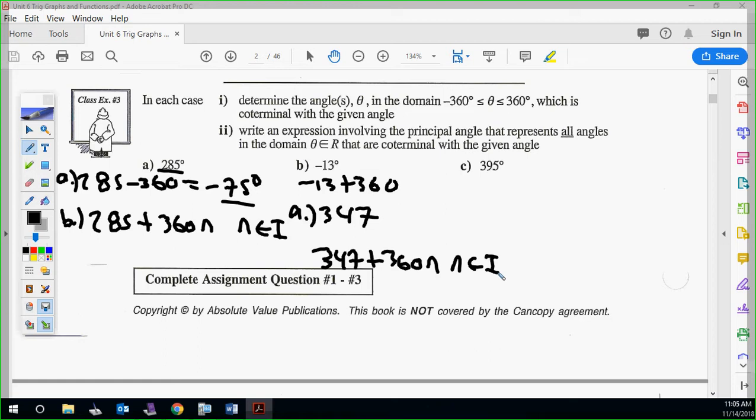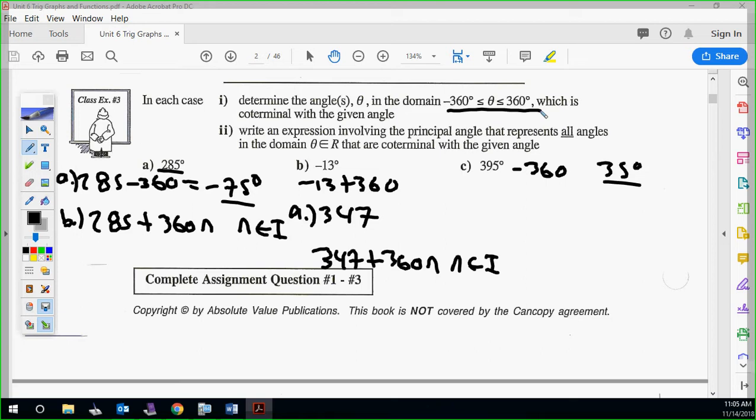All right, so for C, they give us one bigger than 360. So we want to figure out the principal then. So what is it? Right, 395 minus 360. So the positive guy is 35 degrees. So that's the positive. It does want us to get the negative one too. So what's the negative?